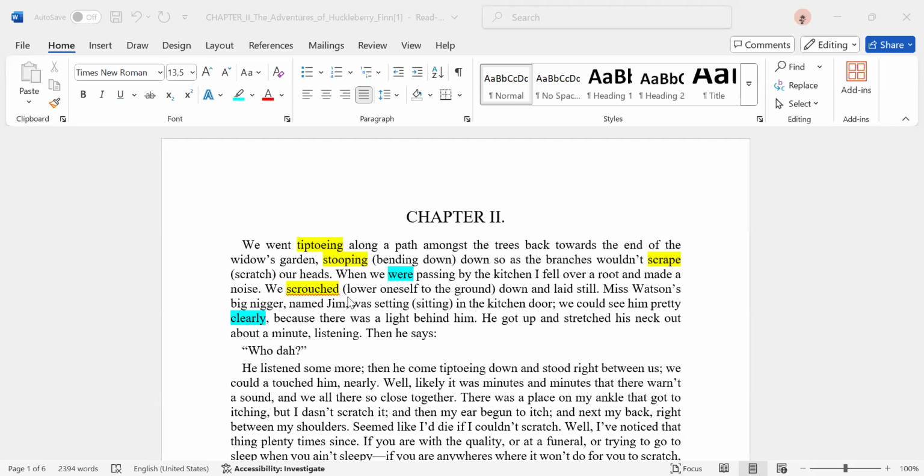He got up and stretched his neck out about a minute, listening. Then he says, "Huda." So "got up" is a phrasal verb, and I think most of you know this, meaning standing up. So that's a synonym. And "stretch his neck out," I think it's also a phrase.